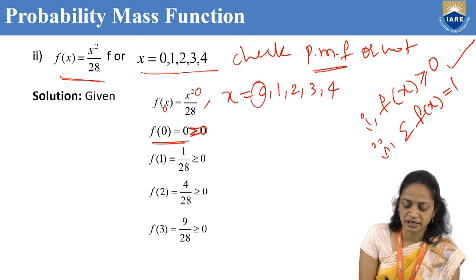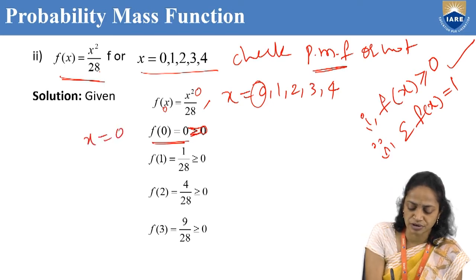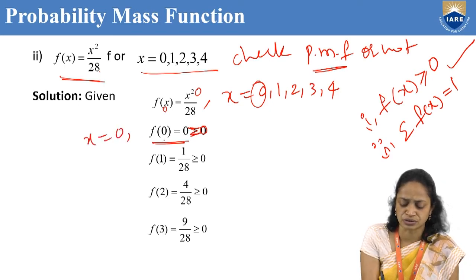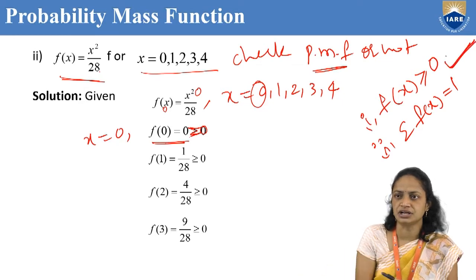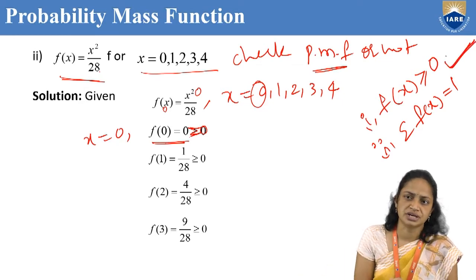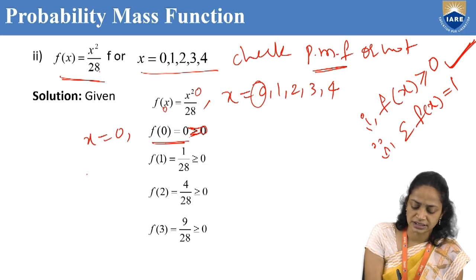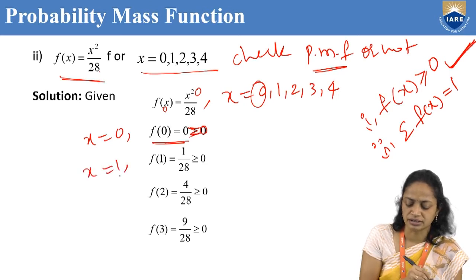So like that we have to check. This is for x equal to 0. If you substitute x equal to 0, then we will get f of 0 is 0, that is equal to 0. That means it satisfies our first condition of probability mass function. Now, next take x equal to 1.